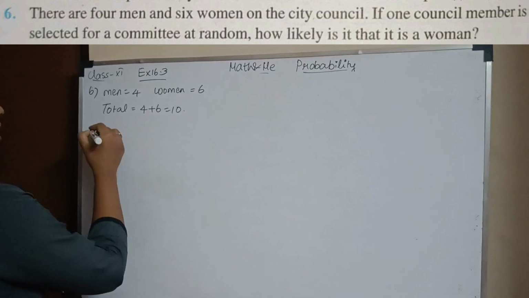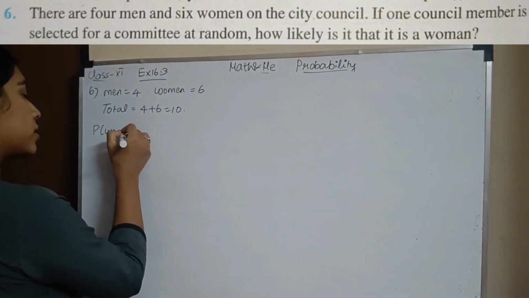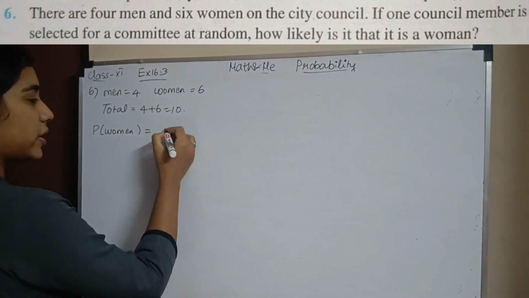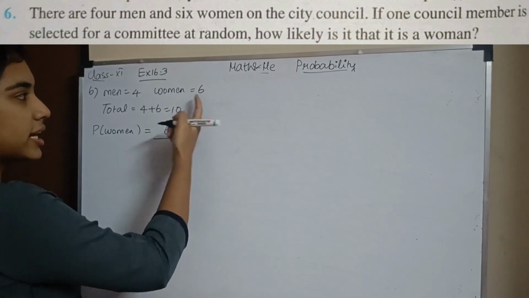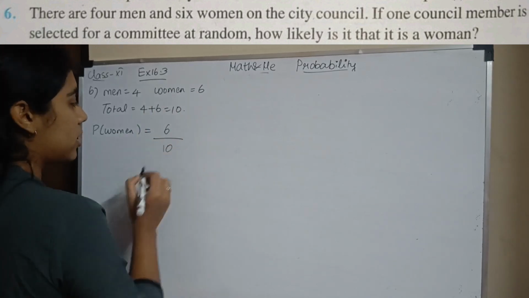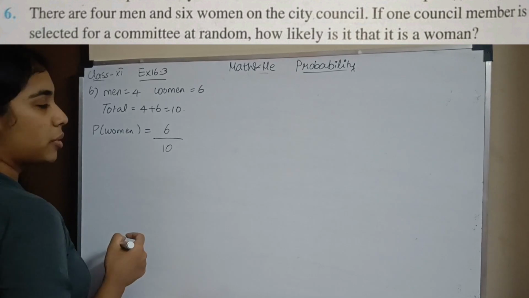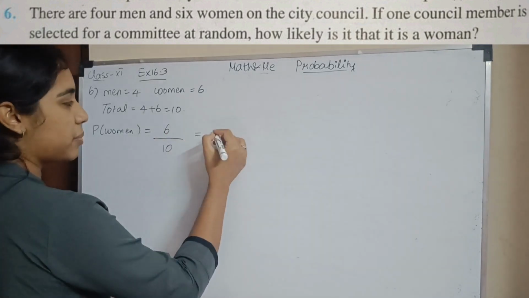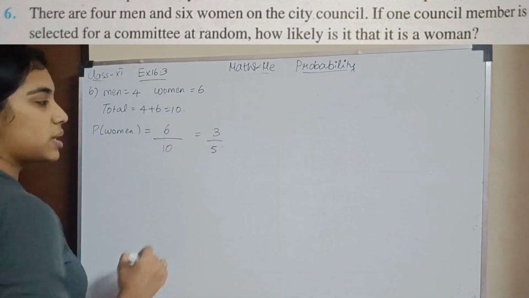So for it to be a woman, the probability that it is a woman is the number of favorable outcomes. So how many women are there? There are 6 women. And what is my total strength? 10. So my probability will be 6/10. If I simplify this, 2 3s are 6, 2 5s are 10. So 3/5 is my answer.